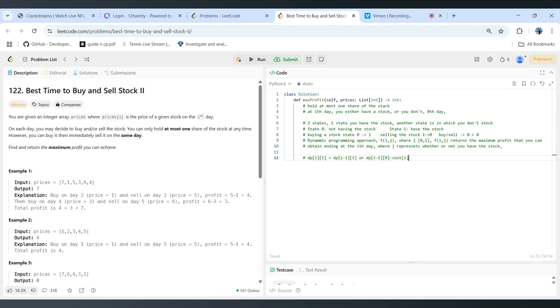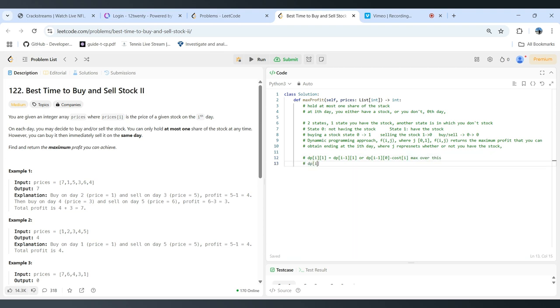So we can recursively formulate this as dp[i][j] is the maximum profit depending on the state of the stock at that time. And that's where the reasoning for this dp approach comes about. So this is for dp[i][1] is equal to dp[i-1][1] or dp[i-1][0] minus cost[i], and we're going to take the max over this.